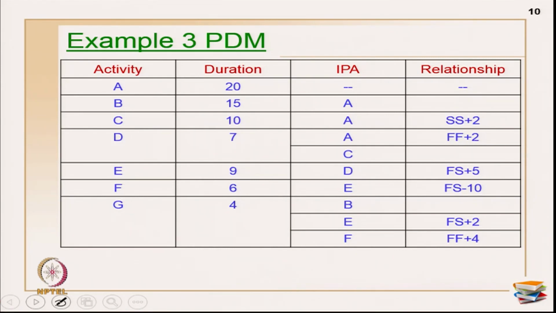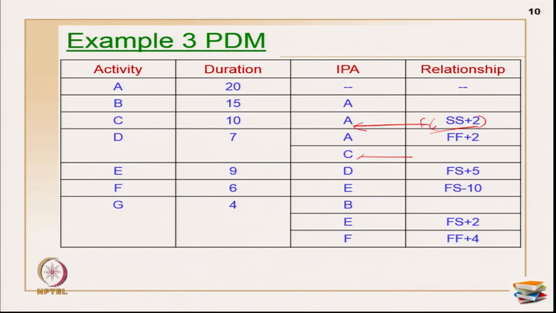Now this is a simple hypothetical example I am going to use, so that I can show all the relationships and also explain. I have 7 activities here. Activity A, duration 20, no IPA and hence no relationship. Activity B, 15 days of duration, IPA is A. C, 10, A, SS2. Sometimes if I have a different activity here, for example F, then a special relationship holds good only with the F activity, okay. In this case, since nothing else is given, this special relationship is only for the activity A.